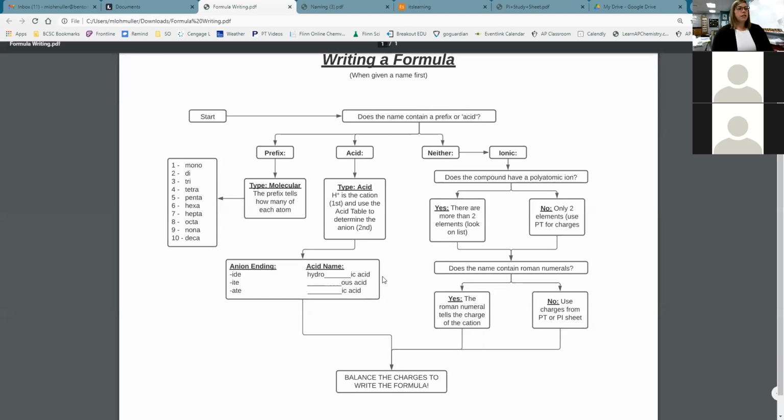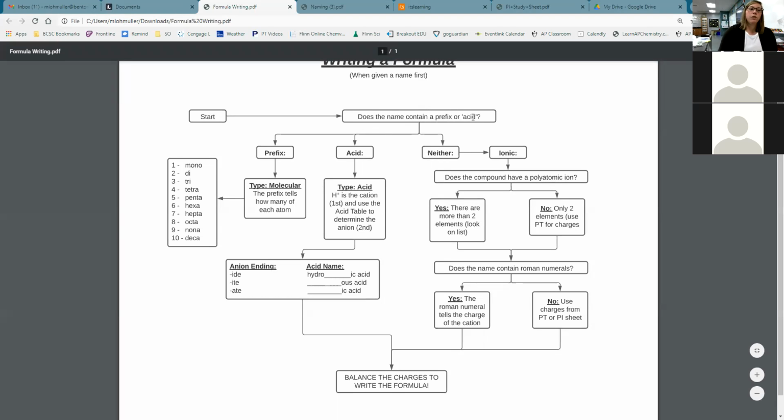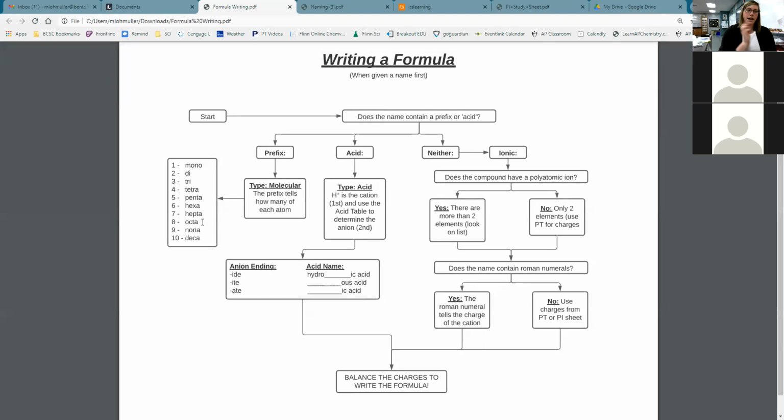So the first question: does the name contain a prefix or the word acid? If it has a prefix, then that automatically means the type of compound is a molecular compound. And so you're going to have prefixes in there. The prefixes tell how many, like we had CF4. It's pretty straightforward, pretty simple. It's really nice when it's molecular. If it has the word acid in it, then that tells us the type of compound is an acid. It's very nice that you see the word acid to know that the type of compound is an acid.